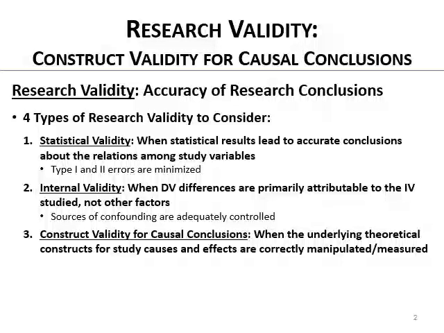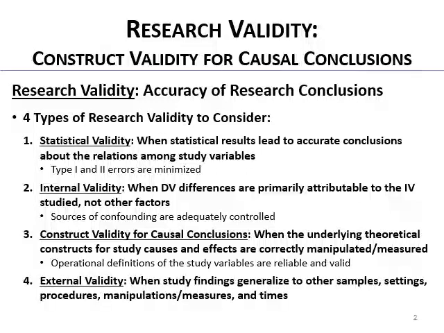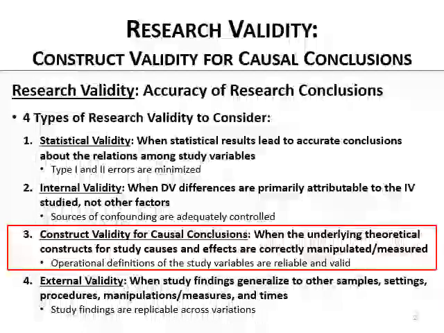This week, we're going to talk about construct validity for causal conclusions, and that is when the underlying theoretical constructs for the study causes, that is your IV, and effects, your DV, are correctly manipulated or measured. And so the key there, at least one of the big keys, is that your operational definitions of your study variables are reliable and valid. Next week, we'll talk about external validity. So this week, construct validity for causal conclusions.